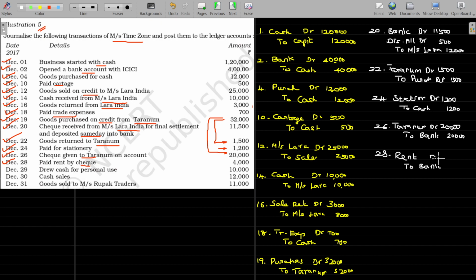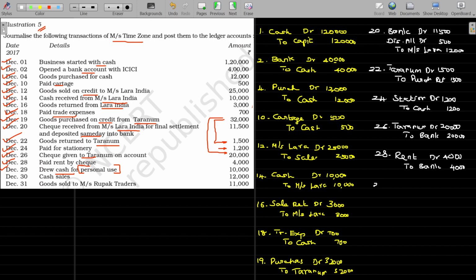This value being 4,000. And on 29th, drew cash for personal use 10,000 rupees. Personal use should always be debited to the drawings account. So I am going to debit drawings account to cash.